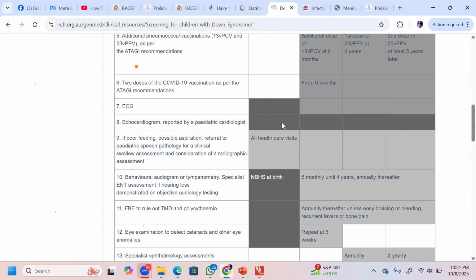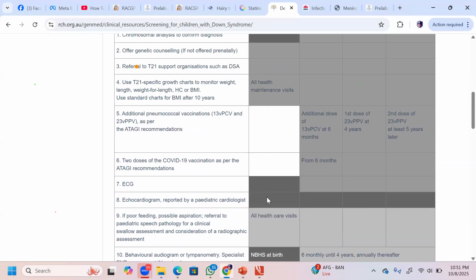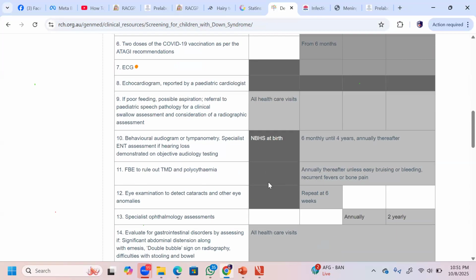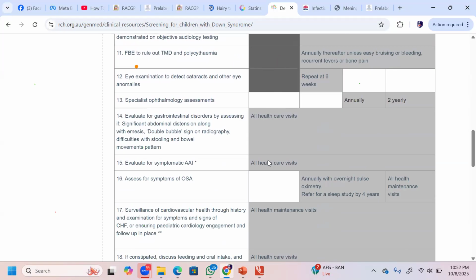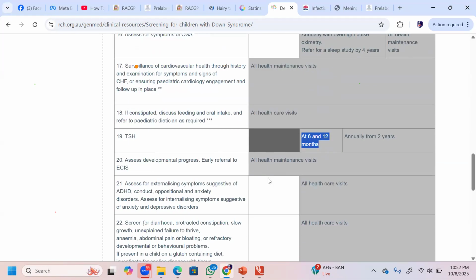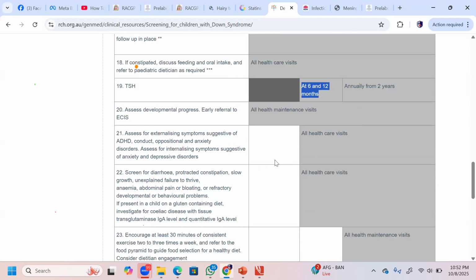Echocardiography, you have to do echo at every single visit. And about ECG, just do ECG at the first visit, birth to 1 month. And there are a lot of other things you have to go through in your own time, because we have less time and have other questions to cover. Does it make sense, doctors?